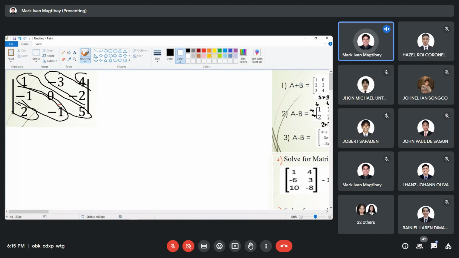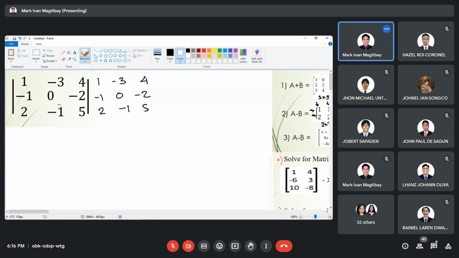So para hindi po tayo malito, para ma-visualize po natin yung pagkuha po ng determinant natin, i-rewrite po natin yung mismong matrix dun sa tabi niya po. Okay? 4, negative 1, 0, negative 2, 2, negative 1 at 5. Okay? So dyan po, mas madali po natin makikita kung paano po tayo mag-a-add ng mga determinants po natin. Okay? So yung mga pababa na diagonal, yun ang pag-a-add natin.